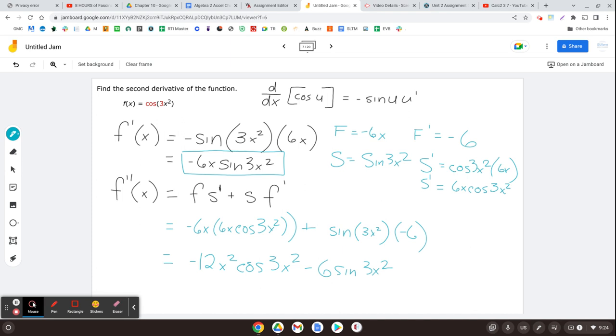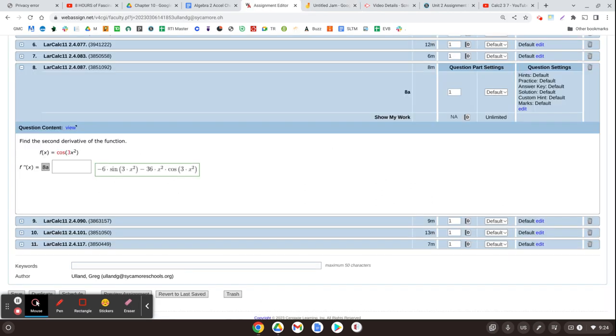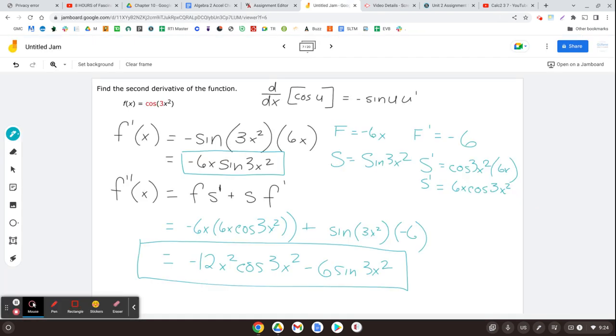And I don't know, maybe you can factor out a 6. I wouldn't. This to me is a nice clean answer. I would leave it like that. Okay. And let's see if we got it right. Negative 6 sine of 3x squared minus 36x squared cosine of 3x squared. Is that what we had?